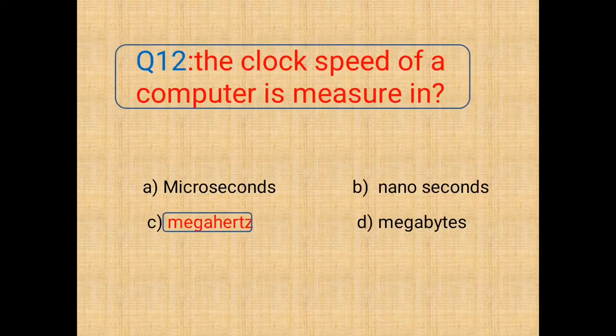Question number 12. The clock speed of the computer is measured in A, microseconds, B, nanoseconds, C, megahertz, and D, megabytes. So the clock speed of a computer is measured in megahertz. Option C.